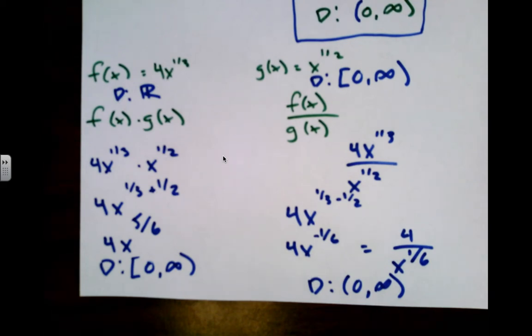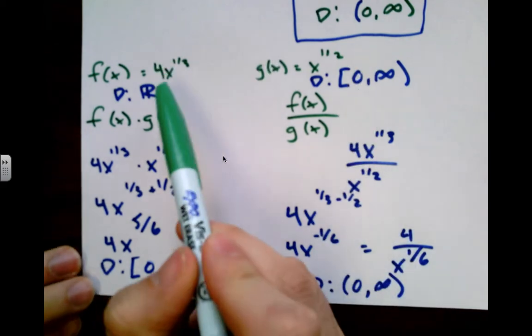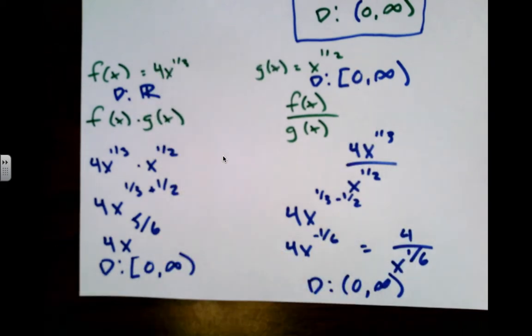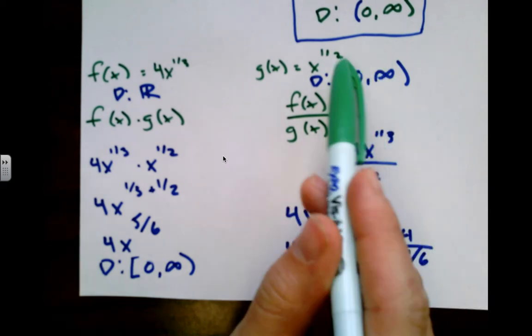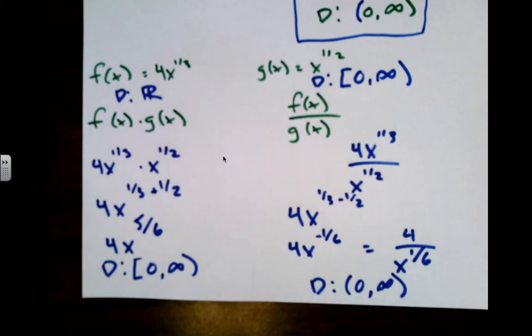So now here are my answers. Hopefully you guys actually did pause it and go through and do all of this. But either way, let's take a look at a few things. The first thing we look at is the domain. Here I have 4x to the 1/3. There are no restrictions there. It's not an even root, and there's no fraction there, so it's going to be all real numbers. Over on this one, that's really the square root of x. That's an even root. I can only go from 0 to infinity for that.